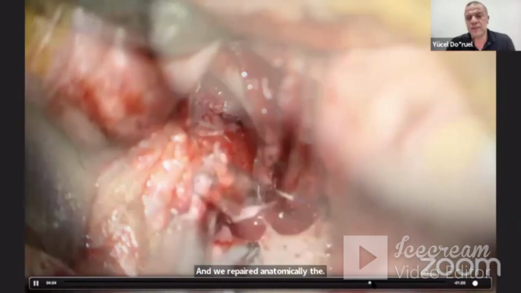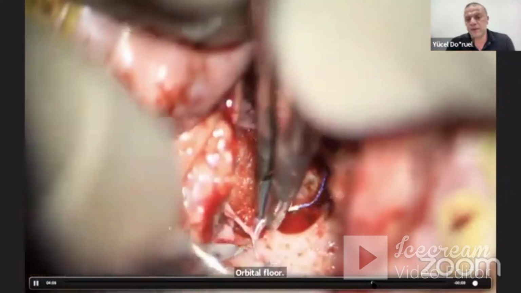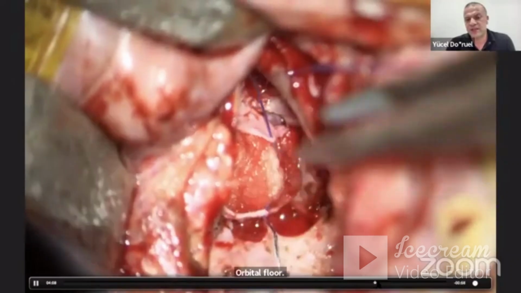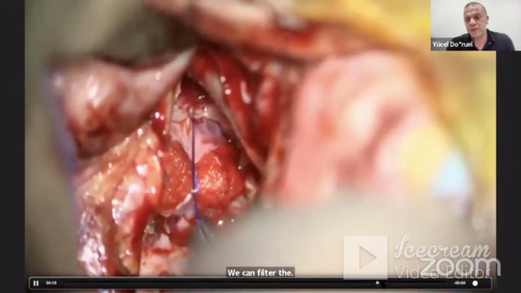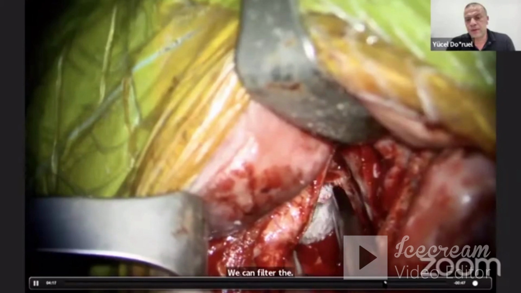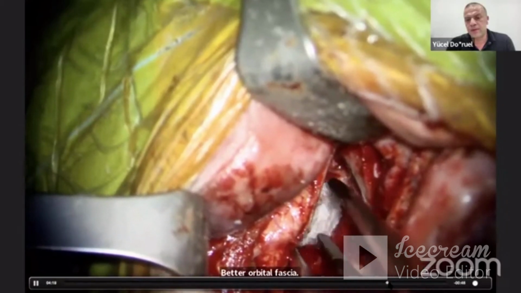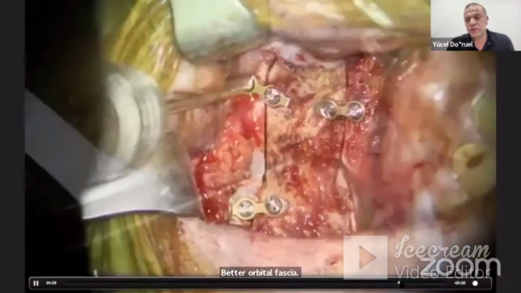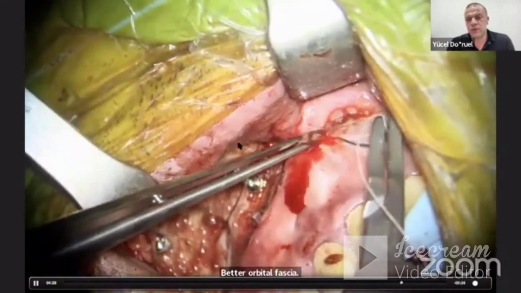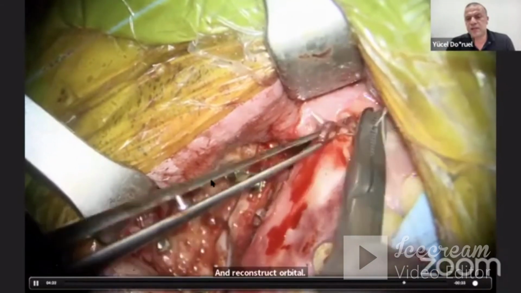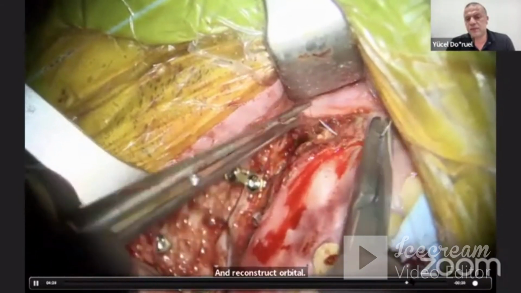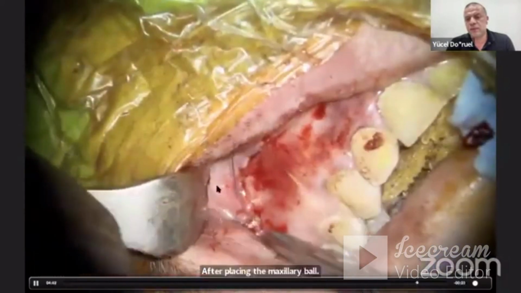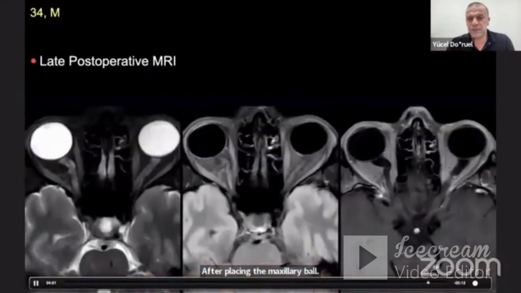We can suture the periorbital fascia and reconstruct the orbital floor. After placing the maxillary bone, we can close the patient.